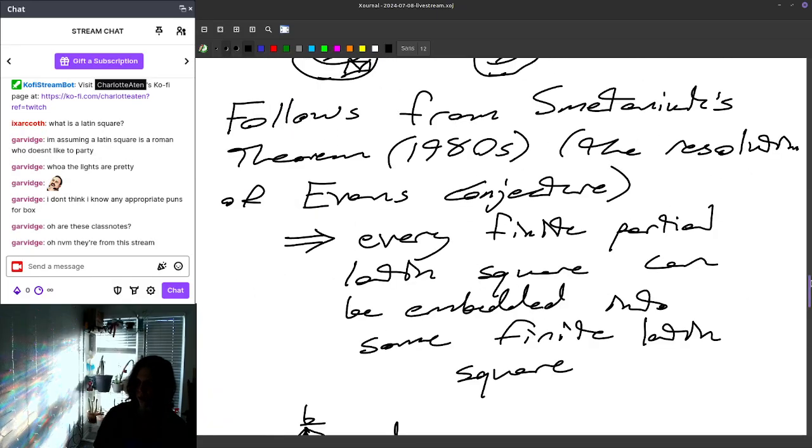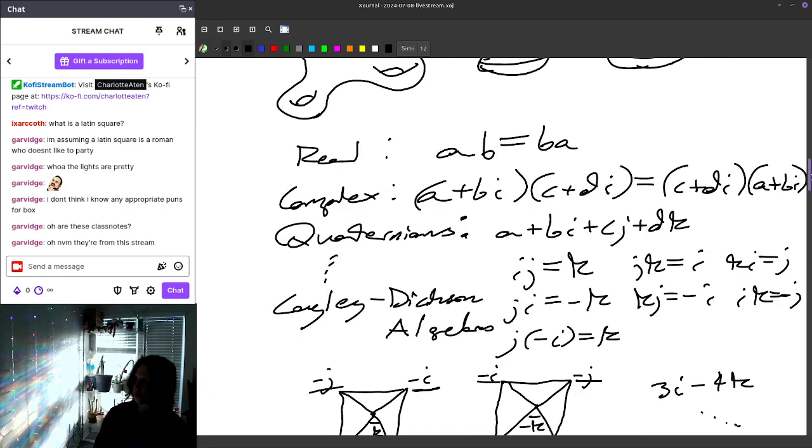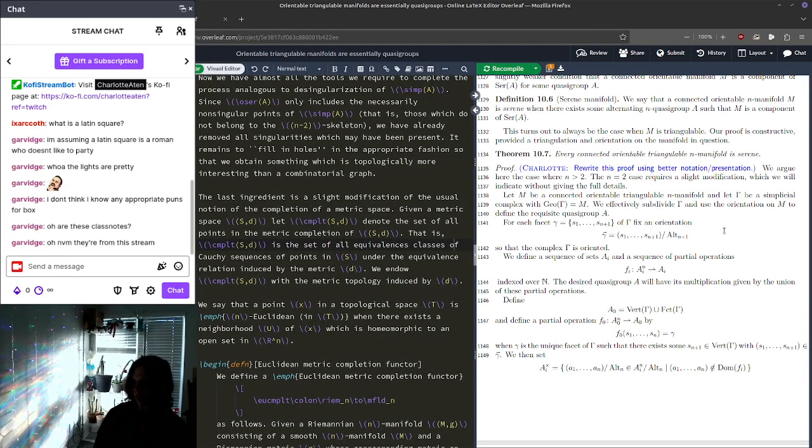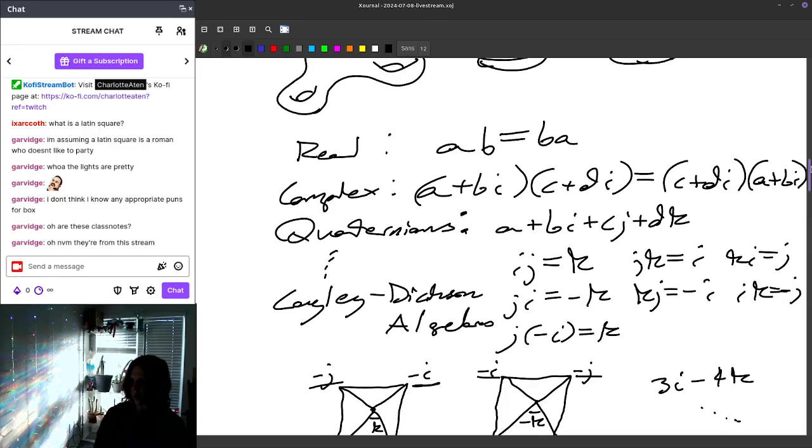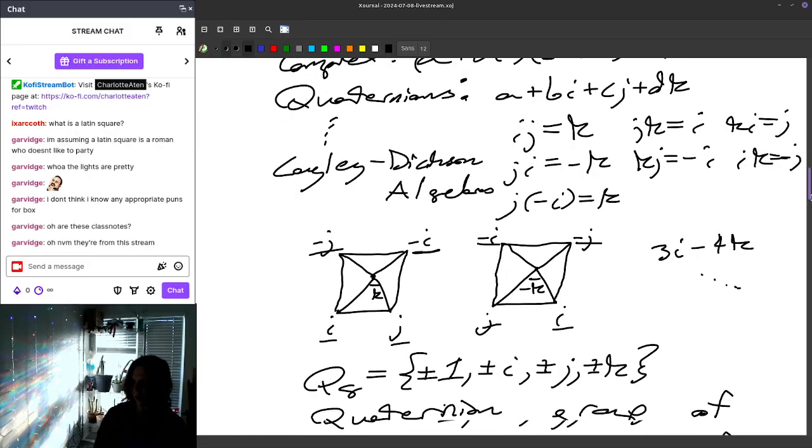What I was doing here was trying to improve the presentation of the main theorem in this paper, which is that every connected, orientable, triangulable manifold can be made by this construction. And now I'm talking about what Latin squares are, and the construction a little bit, to talk about what the goal is.